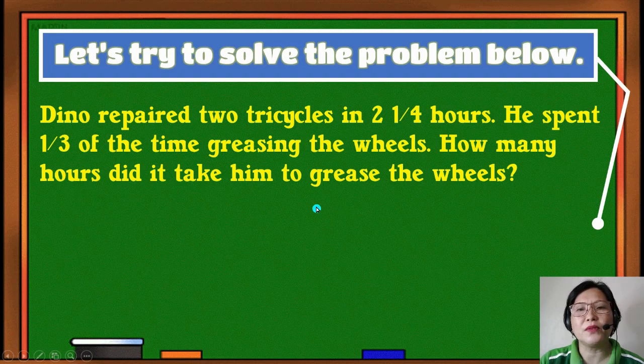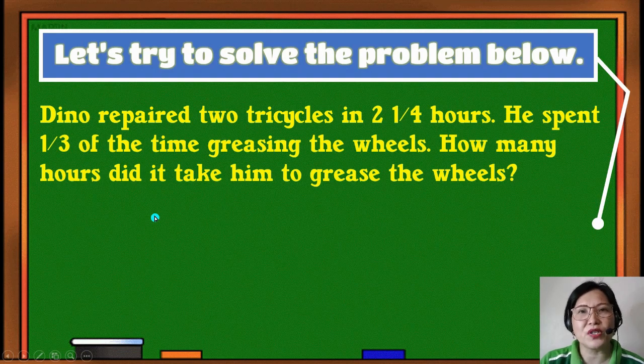In this problem, those important numbers are 2 and 1/4, which represents the hours, and 1/3, which represents the time greasing the wheels. And the next thing to do is to identify the operation to be used. What is the operation to be used in this problem? Since we are looking for the number of hours it took Dino to grease the wheels, given the 2 and 1/4 hours and 1/3 of the time. Yes, you're correct. The operation to be used is multiplication.